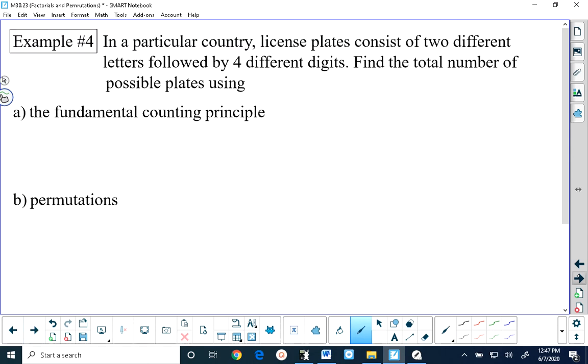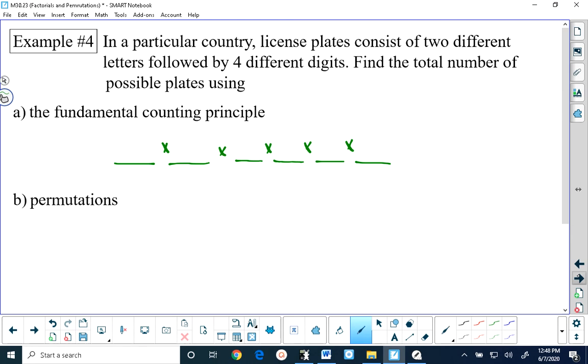In a particular country, license plates consist of 2 different letters followed by 4 different digits. Find the total number of possible plates using the fundamental counting principle. All right, so the license plate has 2 different letters followed by 4 different digits. The fundamental counting principle says the number of ways that you can choose each of these pieces multiplied together will give you the number of ways that you can choose the whole plate.